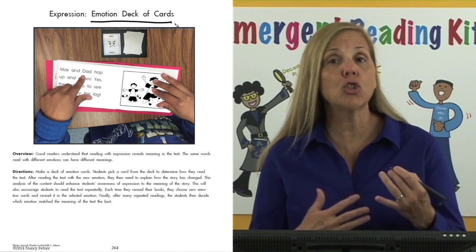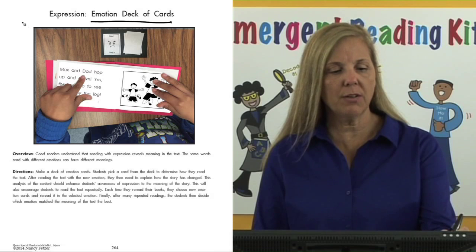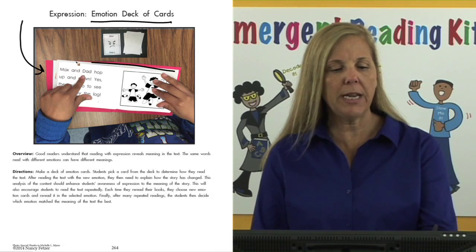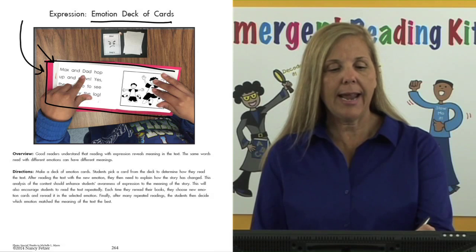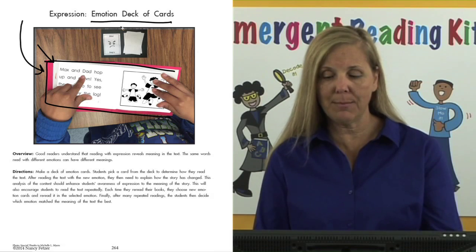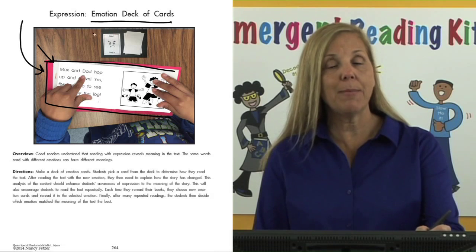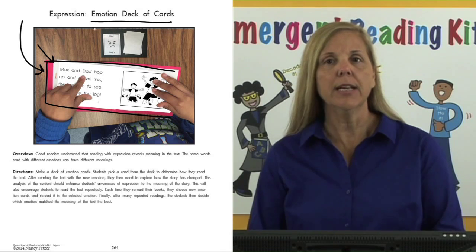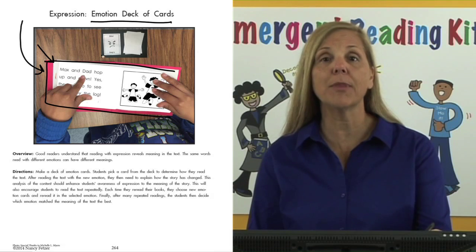In this activity, students reread a page from a familiar book. So notice in the photo, the student is opening up one of their decodable books just to one page. I have emotion cards. The black line masters are on page 265. You cut them up and make them into a deck of cards. In your reading group, ask a student to pick a card from the deck.